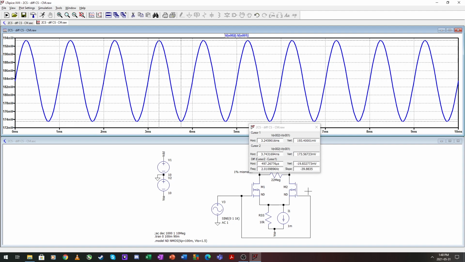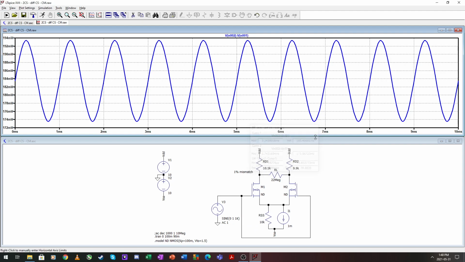It's now 20 millivolts per volt, roughly. Okay, so the resistance down here for your current source plays a big role in your common mode gain. For ideal current sources where this impedance is infinite, there will be perfect common mode rejection.